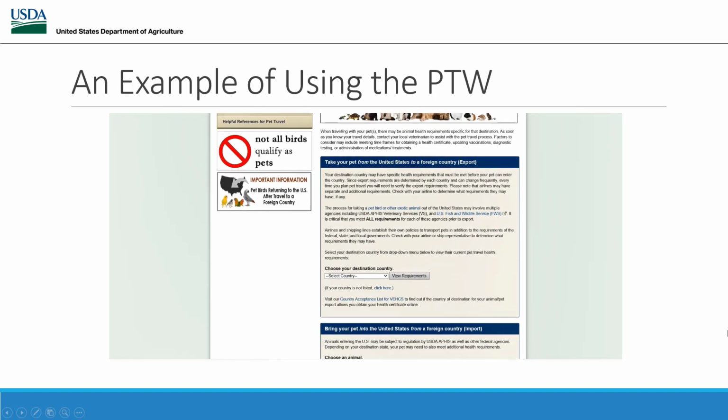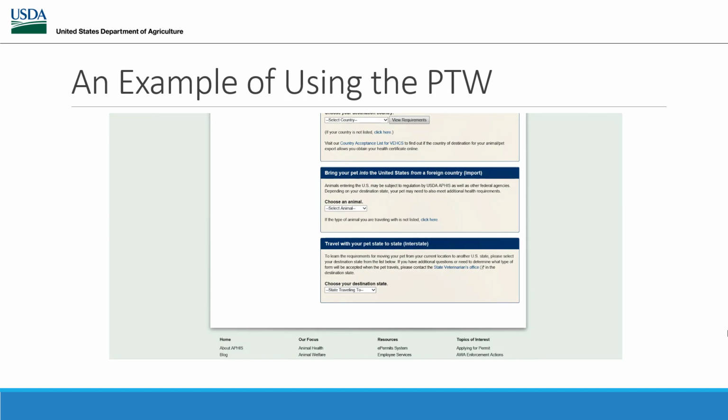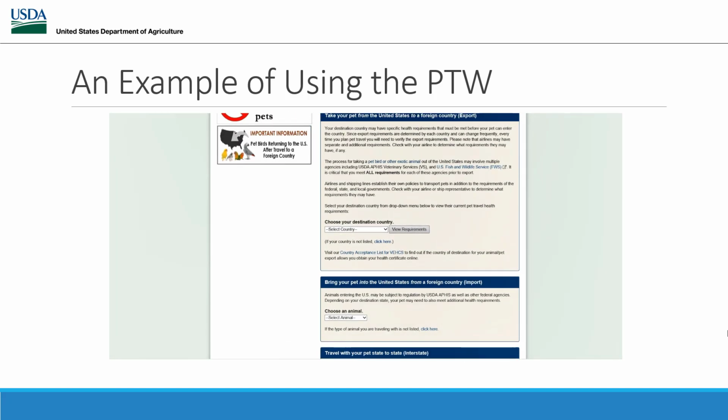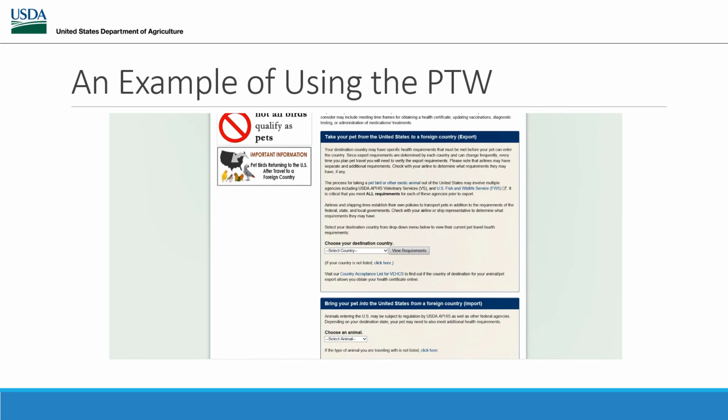USDA APHIS does not regulate the interstate movement of pet animals, including to U.S. territories, but a jumping point for this information is available in the PTW. Before you select France in the Export drop-down menu, read the helpful information in this window with its reminders on how other countries can and do change their requirements frequently and without notice, and that there are other governmental and private organizations involved in pet travel. Now select France in the drop-down menu and click View Requirements to go to the PTW page for France.